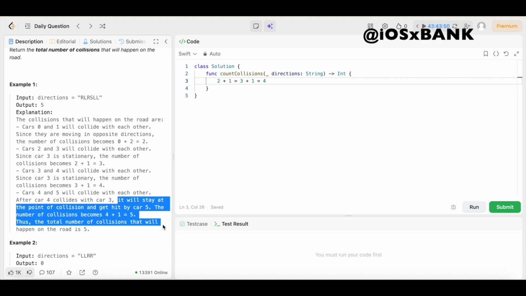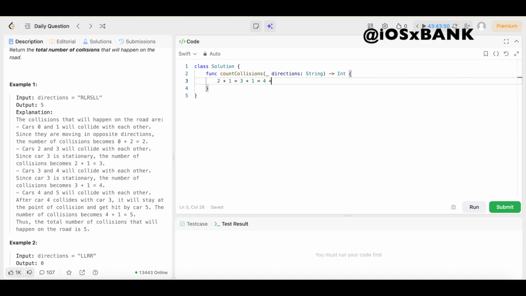Thus, the total number of collisions that will happen on the road is 5. So for our last collision with car 5, we add another 1. And in total, we have 5 collisions. And that is how we got our output of 5.